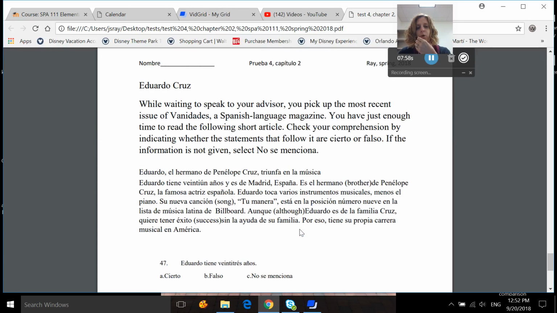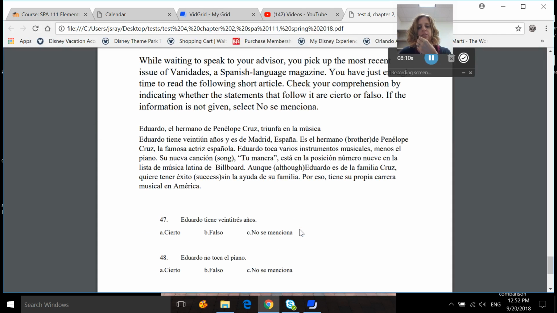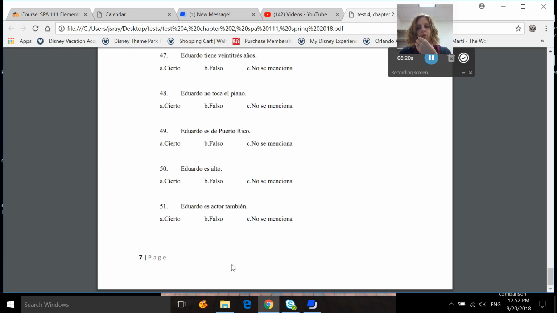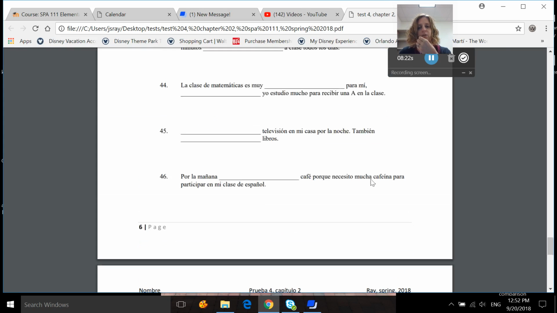Eduardo Cruz, while waiting to speak to your advisor, you pick up the most recent issue of Vanidades, a Spanish language magazine. You have just enough time to read the following short article. Check your comprehension by indicating whether the statements that follow are cierto or falso. If the information is not given, select no se menciona. So you'll read this little paragraph and then you'll decide whether the statements below are true, false, or not mentioned. And that's everything you have to do for week 10.